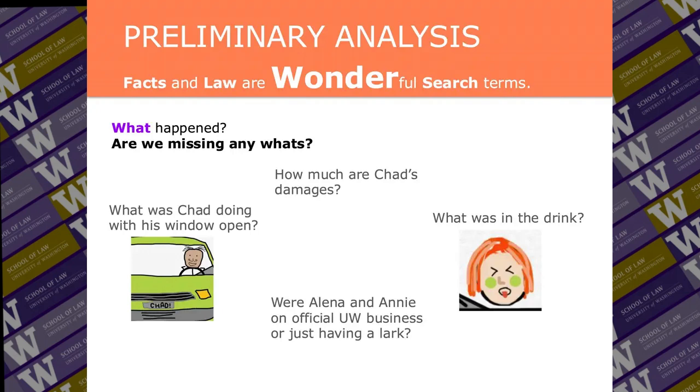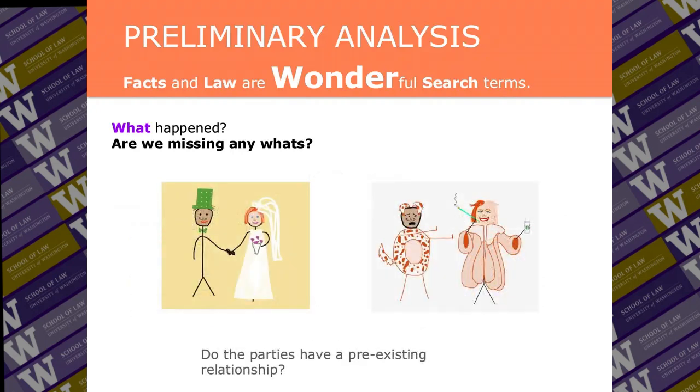Other missing whats. I think this is probably less likely given the facts that we know, but it might be relevant as to whether or not the person who caused the harm, Annie, and the person who was harmed, Chad, had a pre-existing relationship. Say, what if Chad and Annie had previously been married and were now divorced? It was an acrimonious divorce, and Annie actually saw that Chad was on the road, and she threw her beverage purposefully through his open window in order to create chaos in his life.